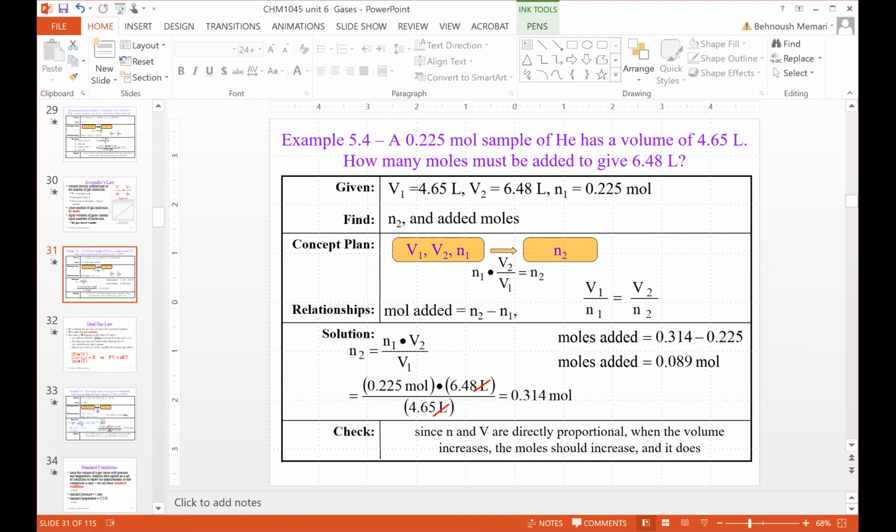In this example, number of mole is given, volume is given, and then it says how many moles must be added for volume to be 6.48. So the question is not asking how many moles you have at the end, it is not asking what is N2, it is saying what is N2 minus N1. What's the difference? How much must be added? So pay attention to the question, because you already know Avogadro's number, and then you calculate N2 and you find that, and the answer choice says that's the answer. That is not actually the answer. You have to find the difference, because the question is how much is added.